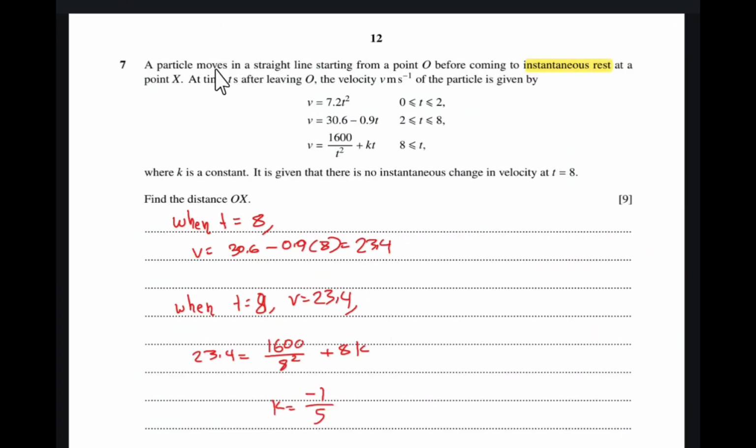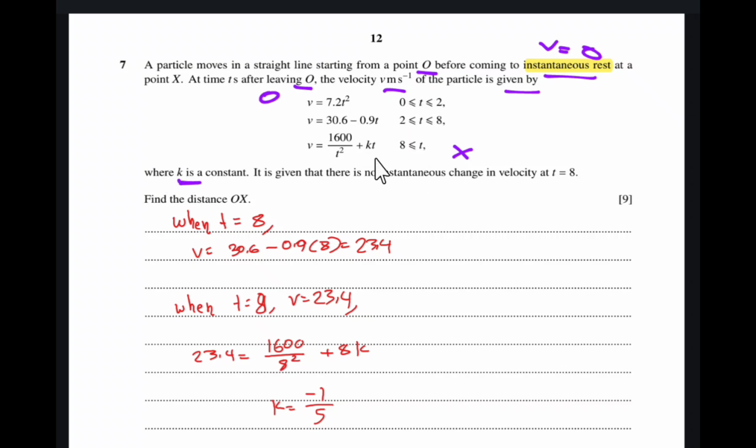7. A particle moves in a straight line starting from point O before coming to instantaneous rest. At rest, velocity is 0. That means it comes to instantaneous rest when velocity is equal to 0, at point X, and it starts from point O. So at time t seconds after leaving O, the velocity is v meter per second for the particle as given. So here we have been given the equation for speed in terms of time.